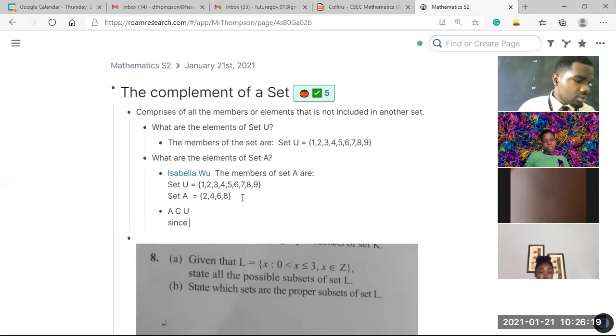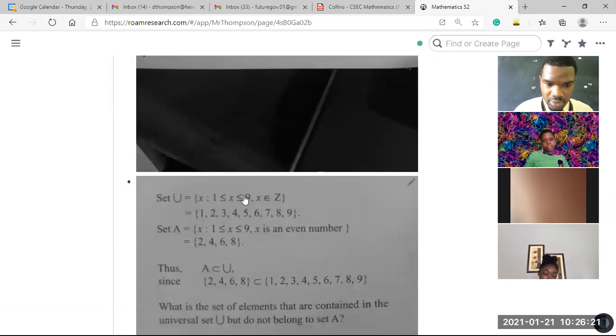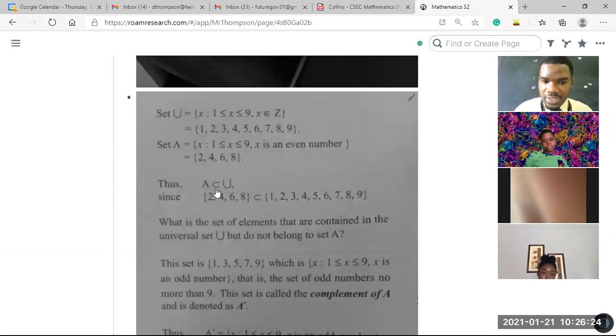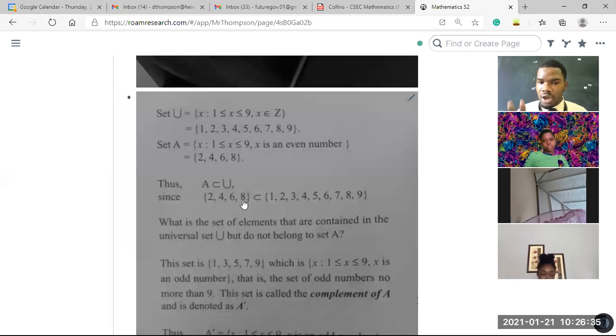Let's go down here. So look at something now. This C symbol means complement. Okay? And we're saying 2, 4, 6, and 8 are a complement of 1, 2, 3, 4, 5, 6, 7, 8, 9 because they are shared. So the question is, what is the set of elements that are contained in a universal set but do not belong to set A? Okay?